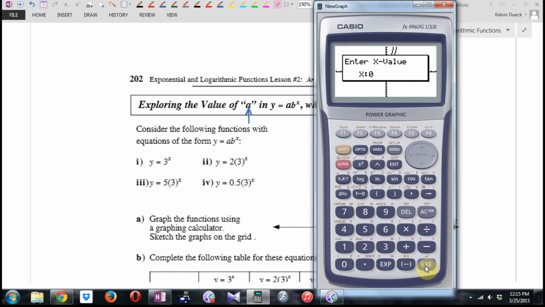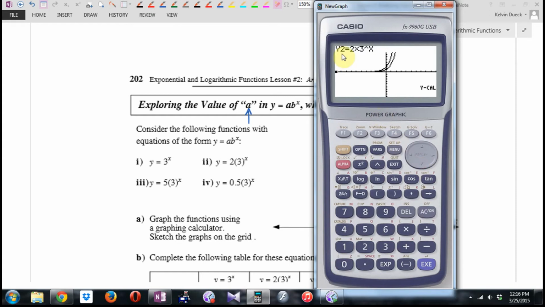Type in, please, x equals 0. What does the first graph go through? It goes through 0, comma what? 0, comma 1. Okay? Newer calculators, go down arrow. Older calculators, we're going to go G-solve, arrow sideways, Y calculation, and now we're going to go down arrow to pick the second graph.